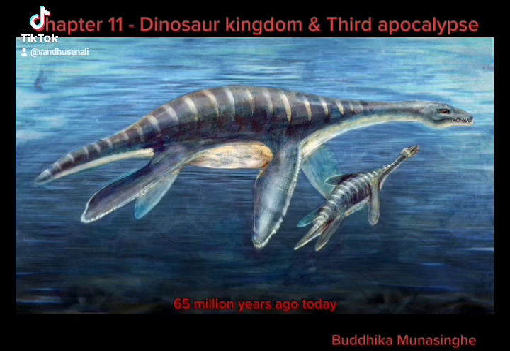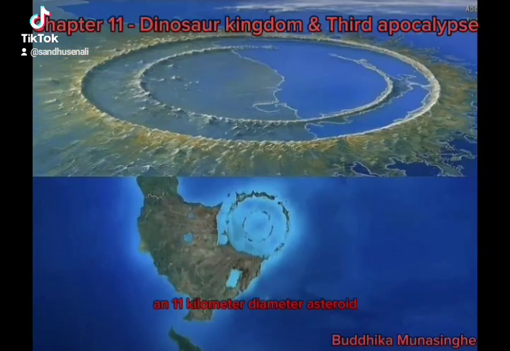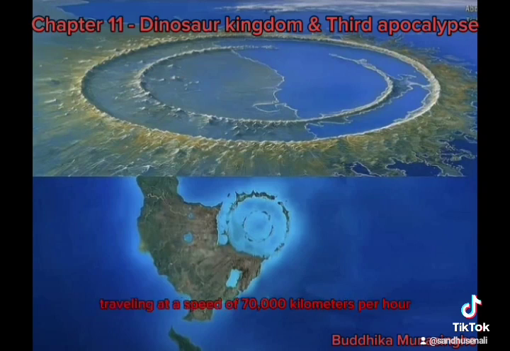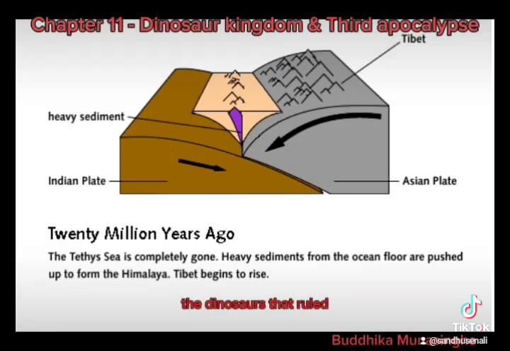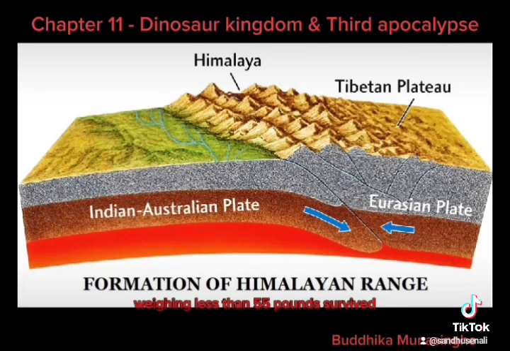65 million years ago today, an 11-kilometer diameter asteroid traveling at a speed of 70,000 kilometers per hour crashed into the Gulf of Mexico in the Atlantic Ocean. After this collision, the temperature increased to 275 degrees Celsius and the forest and its life burned to ashes in a flash. The dinosaurs that ruled the land for 165 million years became extinct. Only a few reptiles, birds, amphibians and other small animals weighing less than 55 pounds survived. It was the same in the ocean.